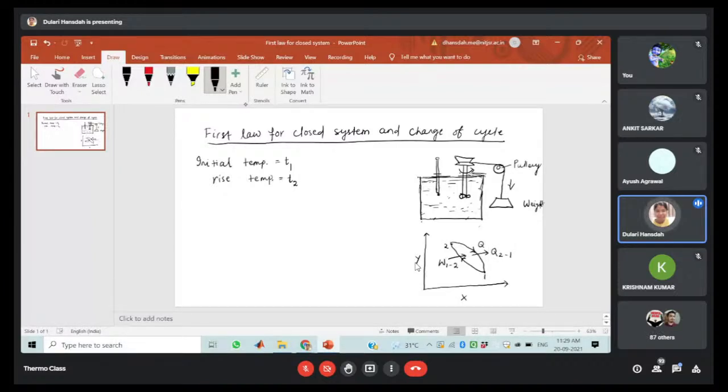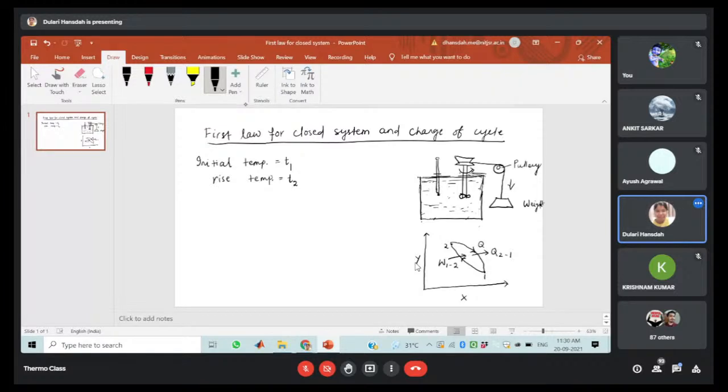Just to show the change of state, I have taken the XY coordinate, nothing else. Okay. So in this case, X will be temperature only. Yes, you can take temperature only. Okay. So here, no, it will not be temperature.